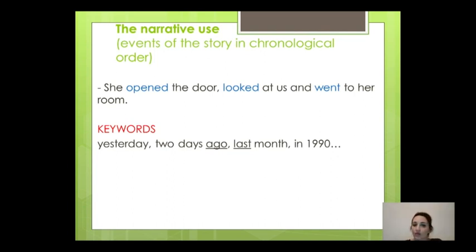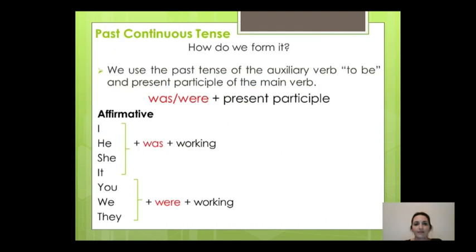Now we are ready to go one step ahead and talk about the past continuous tense. How do we form it? Let's see. We use the past tense of the auxiliary verb to be and the present participle of the main verb. So this is the past tense of the auxiliary verb be, was and were, plus the present participle.